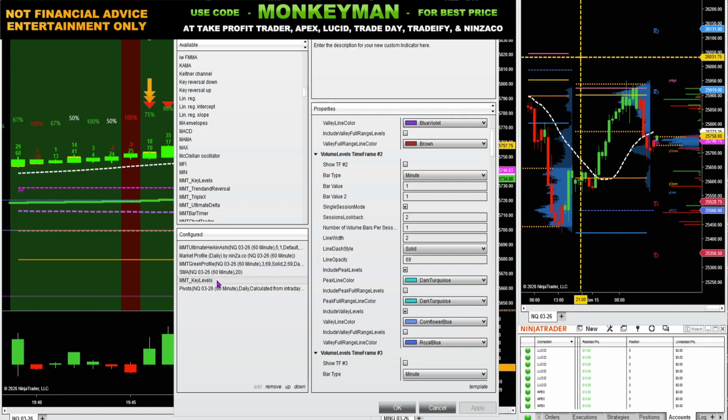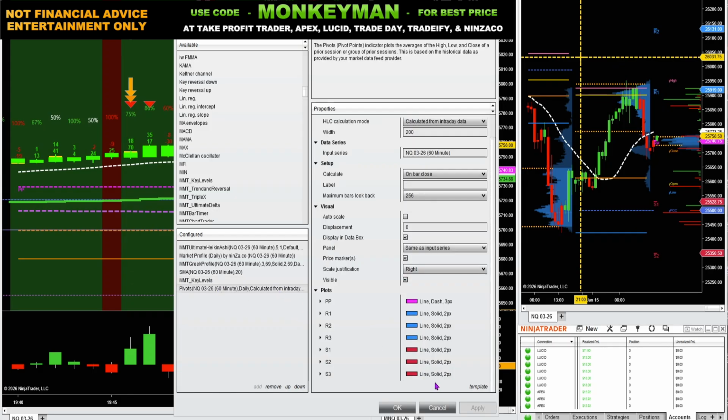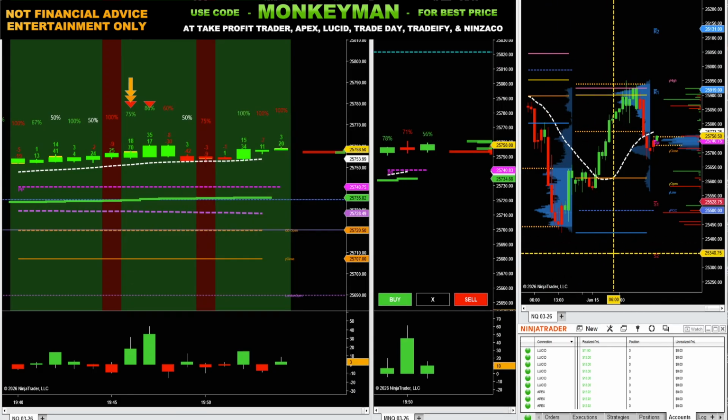I've got the key levels on the chart, but I'm just showing some point of controls and yesterday's high, open, low, and close. Not going too crazy on all the different levels on this 60-minute time frame. Trying to keep it a little bit cleaner. And then I've got the built-in pivots. So that's what's happening on the 60-minute chart.